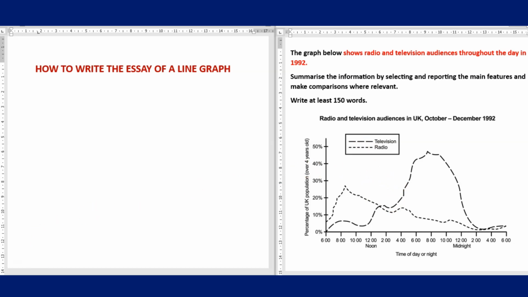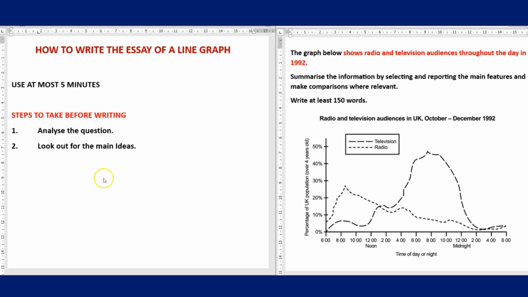When you are given any test like an IELTS question on writing task 1, the first thing you should do is to look at the question, examine the question, and plan the whole test, okay? You are required to use at most 5 minutes to just glance through before you start to write. So let's look at the steps that you go through before you start to write your essay.